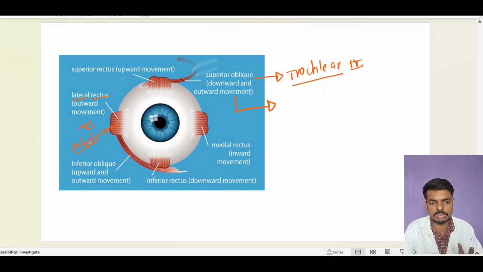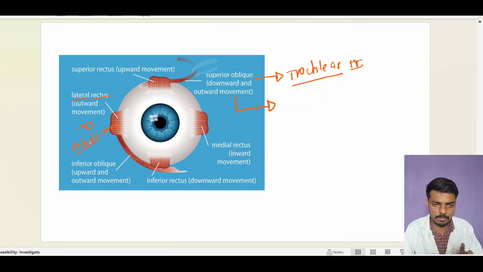Except these two movements, all movements of our eye are the responsibility of cranial nerve number 3, that is the oculomotor nerve. Okay. Only downward and outward movement is the responsibility of the trochlear nerve, and for the lateral movement, the cranial nerve responsible is the abducens nerve. We can remember.